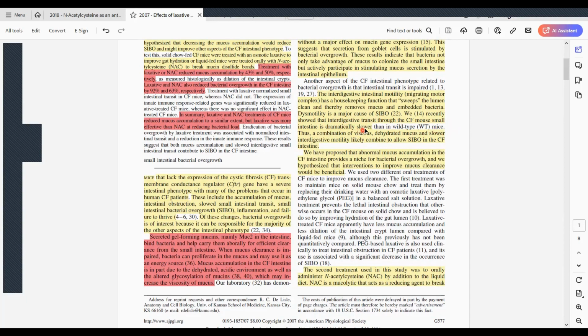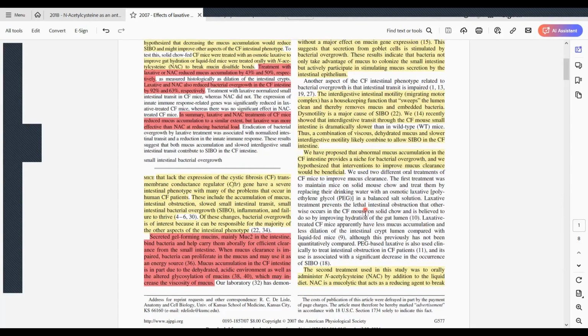And they showed in a different study that the cystic fibrosis small intestine has a dramatically slower transit time than normal. So again, promoting constipation and SIBO issues. Thus, a combination of viscous dehydrated mucus and slower peristalsis likely combine to allow SIBO in the cystic fibrosis intestine. We propose that abnormal mucus accumulation in the intestine provides a niche for bacterial overgrowth and hypothesize that interventions to improve mucus clearance would be beneficial.